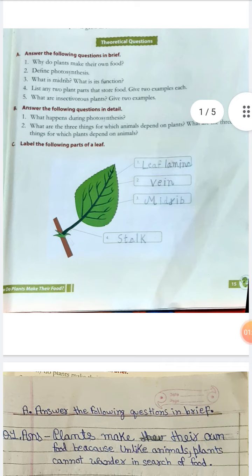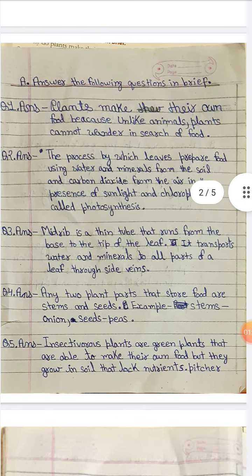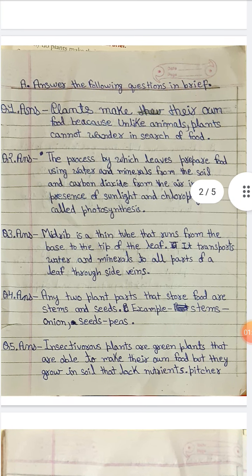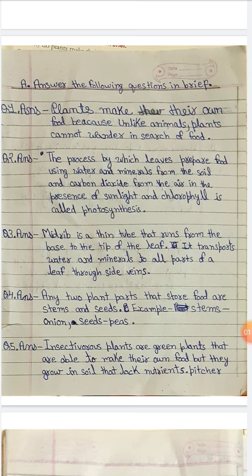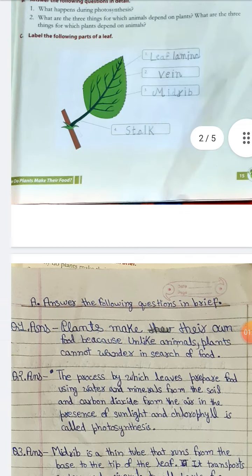Question number 4. List any two plant parts that store food. Give 2 examples each. Answer. Any two plant parts that store food are stems and seeds. Example: stems, onion, seeds, peas.